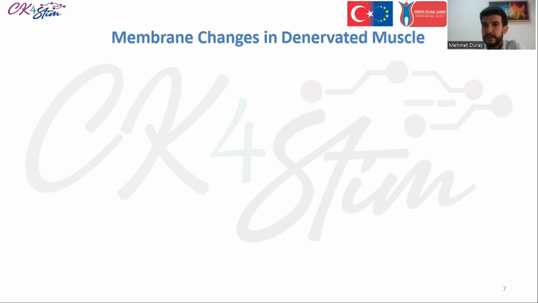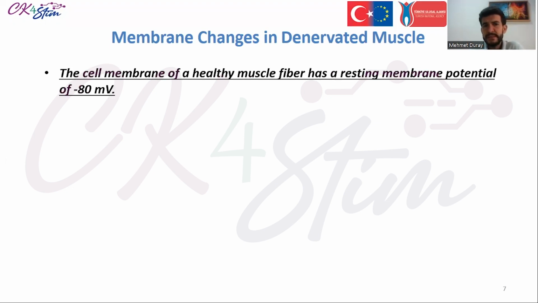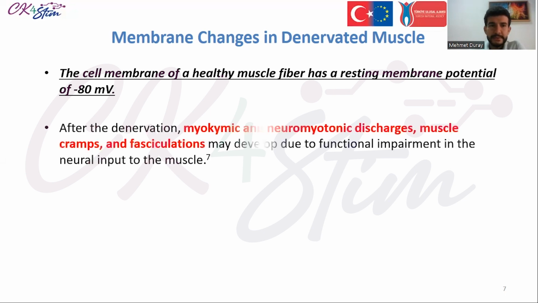Some membrane changes in the denervated muscle are seen. We know that the healthy muscle fiber cell membrane potential is about minus 80 millivolts. In the denervation process, this resting membrane potential increases. It begins to be more positive.